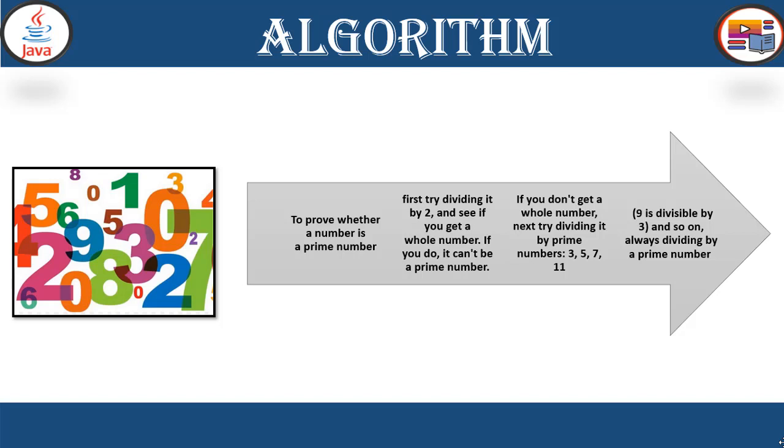So we have an example that there are some other numbers which look like a prime number because they are not divisible by 2. So we have to keep dividing and check by the next prime numbers, always dividing by a prime number.